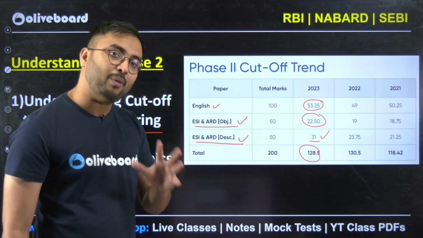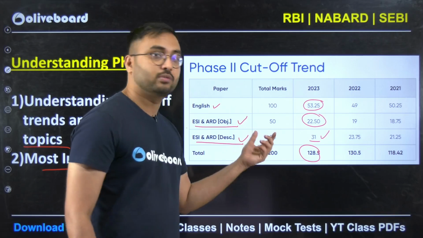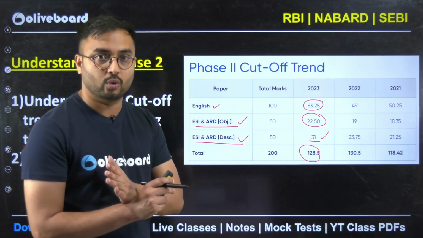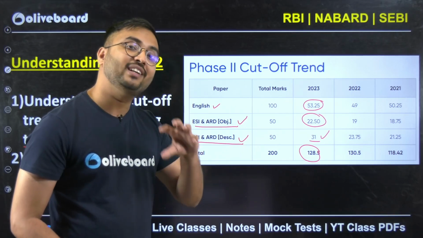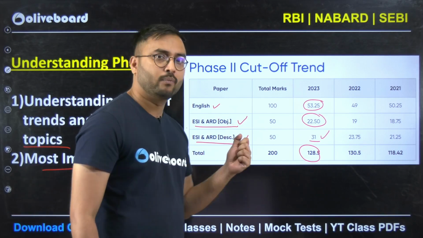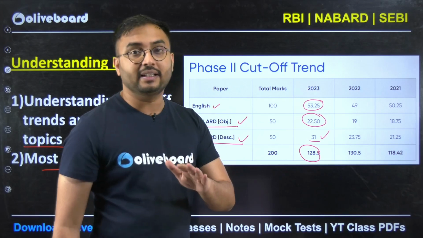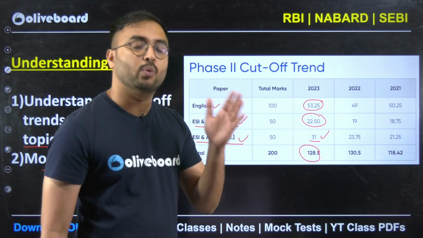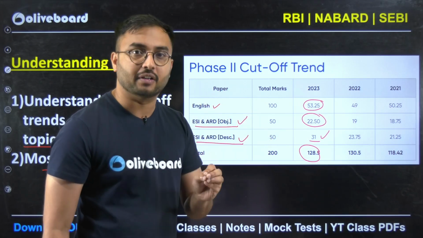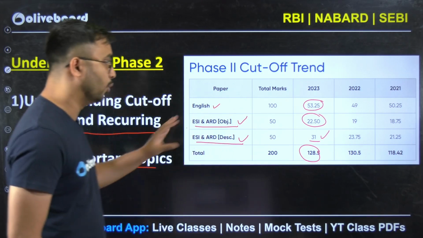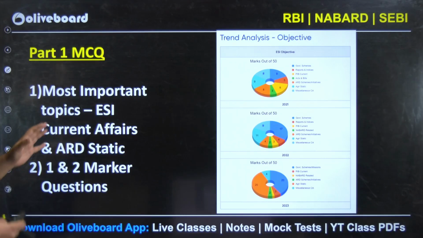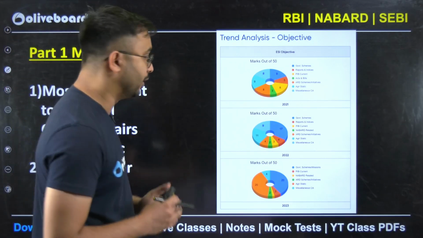So the challenging part lies in MCQs, the deceptive stage, the stage which is very dangerous, that is your MCQ. Either ESI or ARD, anything in the MCQ part, which are 1 marker and 2 marker questions, can be difficult. So watch your steps well. So this is how you understand how the Phase 2 exam is broken down.